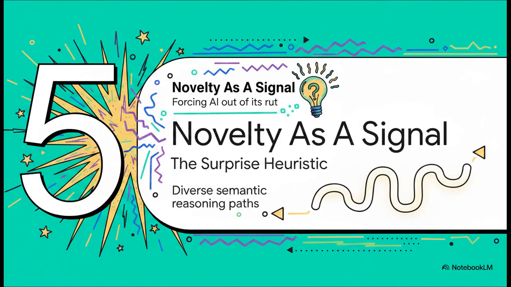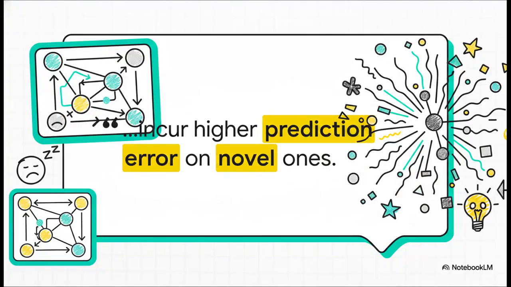This leads us right into Section 5, Novelty as a signal. Let's talk about the power of the surprise heuristic. ESamp leverages a pretty fundamental property of neural networks here. If the model accurately predicts its own deep layers, it's essentially bored and just repeating itself. But a high prediction error, that means it's surprised and it's exploring new semantic territory.